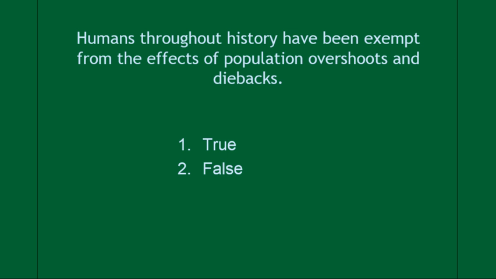Humans throughout history have been exempt from the effects of population overshoots and diebacks. True or false? That would be false. Up until we started really modifying our environment, which is what this course is about, we were subject to the same forces that all other species were subject to. Our population was kept in check, and that is something that we are going to talk about in the next unit.